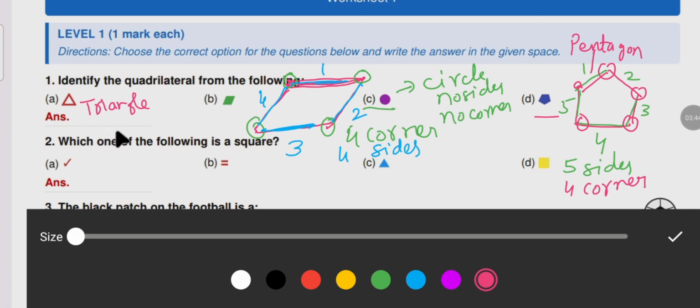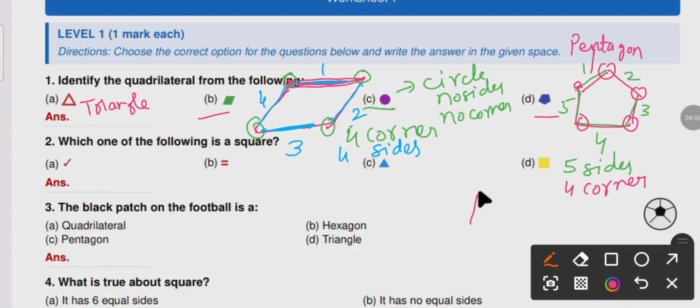This is a triangle, this is a circle, this is a pentagon, and this is the quadrilateral shape which has 4 sides and 4 corners. So what is the right option? The right option is B. Go through to next question.